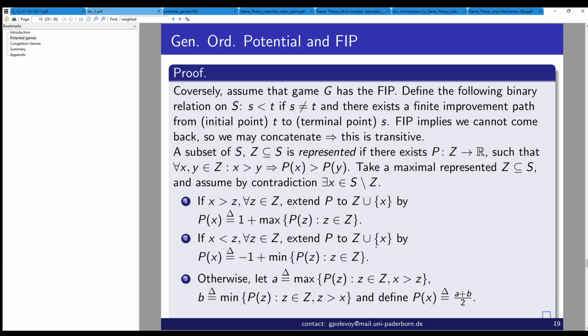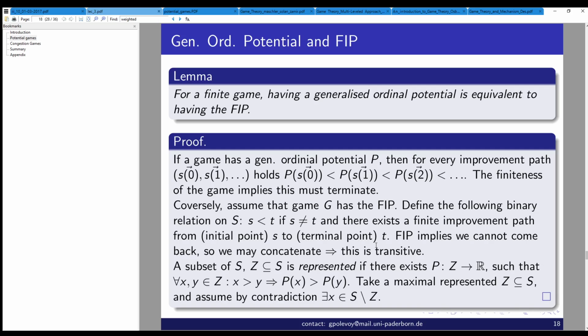Okay, so we have proved that for a finite game, having a generalized ordinal potential is the same as having the finite improvement property. So if you cannot infinitely improve, if and only if you can just assign kind of a topological order. It's very, very rough, but it's a good intuition.